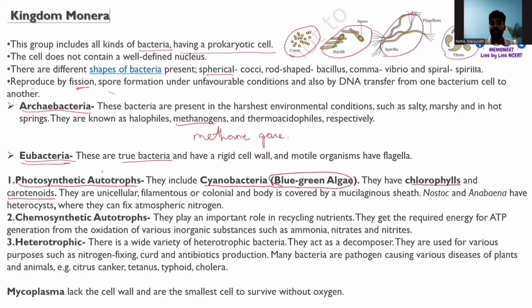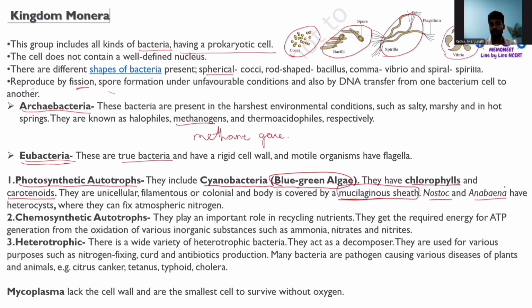That is colonial, and the body is covered by a mucilaginous sheet. Some examples are Nostoc and Anabaena. They have heterocysts on the body, where they can fix atmospheric nitrogen into nitrate.